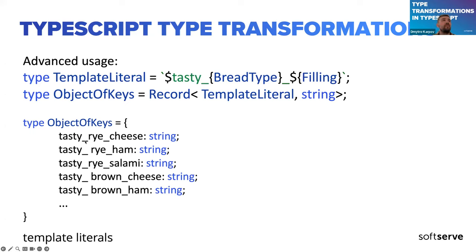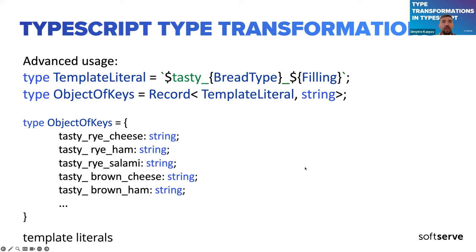I don't know if you see on the second part of the screen on the bottom side, typed object of keys basically represents part of the possible keys of the map. I know it's a bit complicated and overwhelming. Maybe my example is not simple enough, but this is an advanced feature, and it's kind of hard to explain in another way.